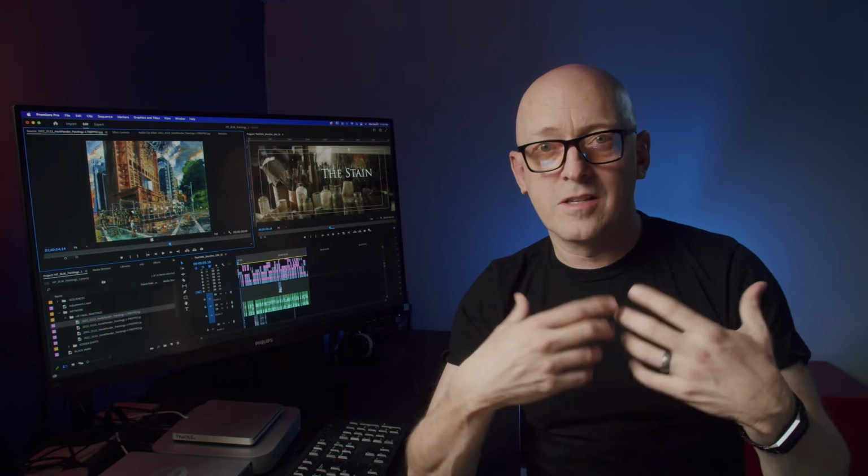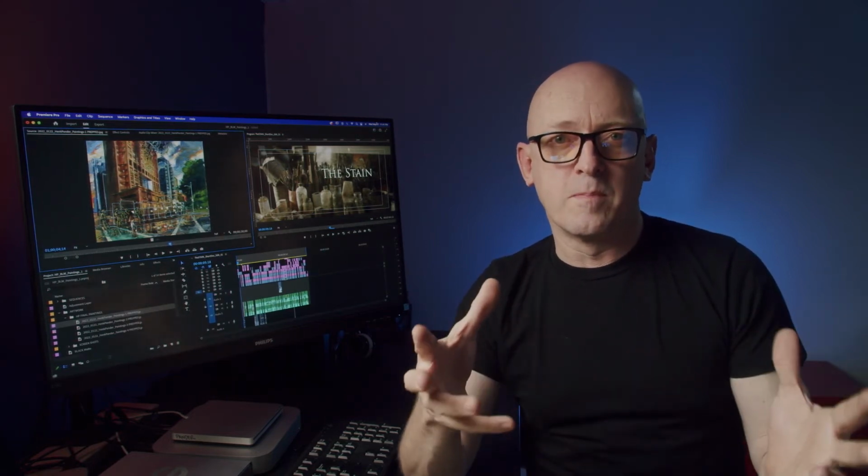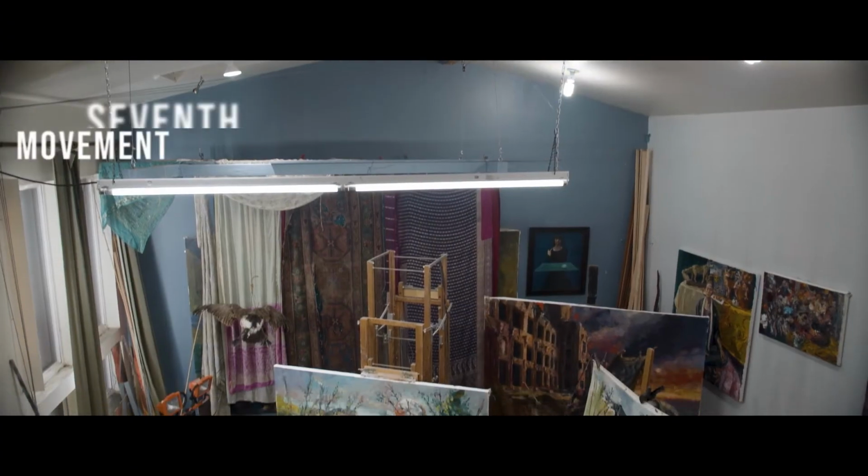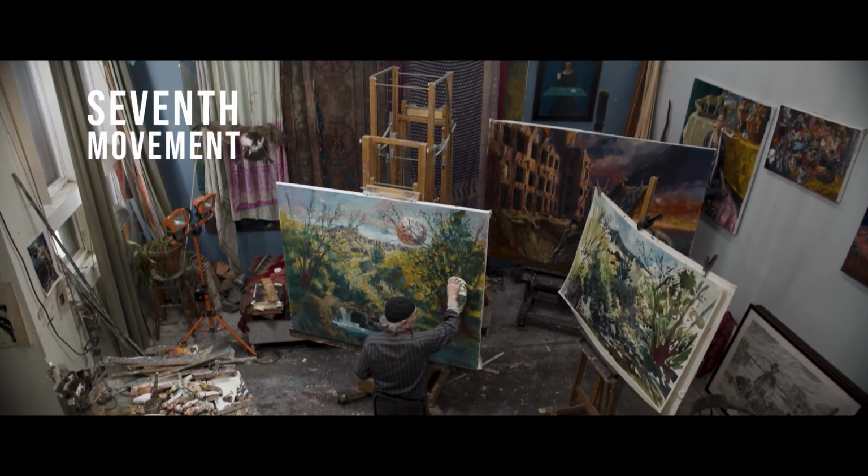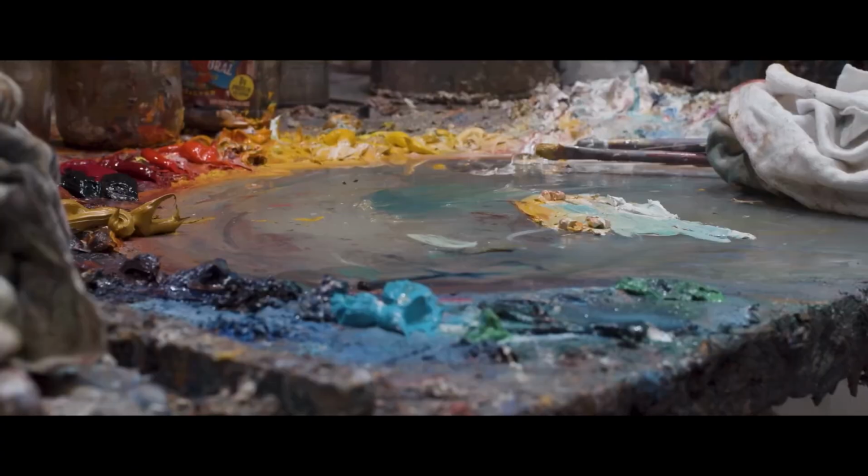The goal of the protagonist is complete. You know, he's reached his goal and he's made this set of paintings. That brings us to the final movement, the outro. This is the seventh movement in the film.